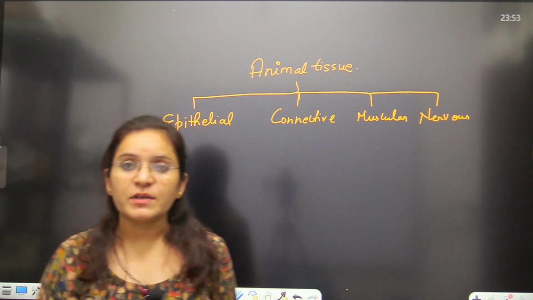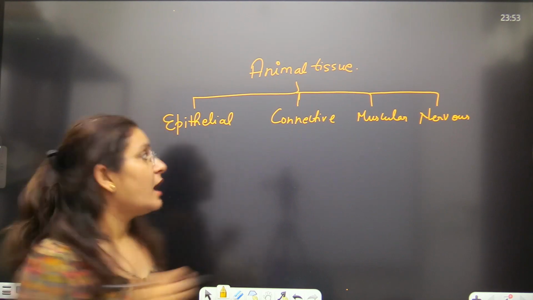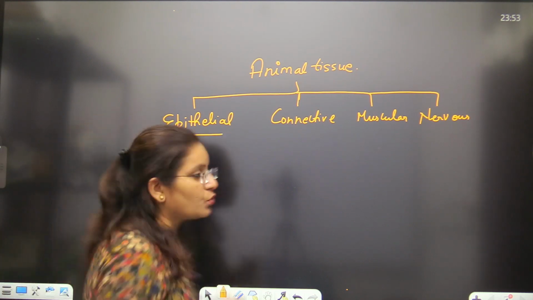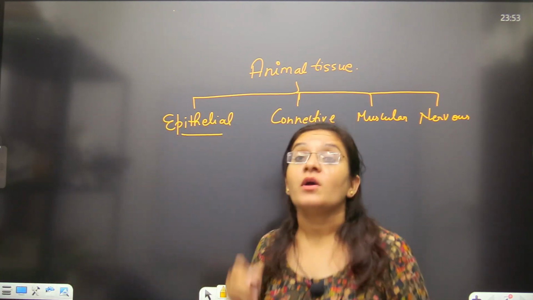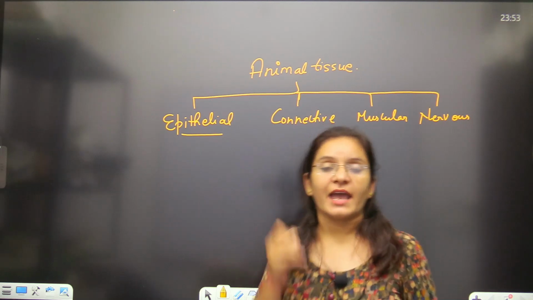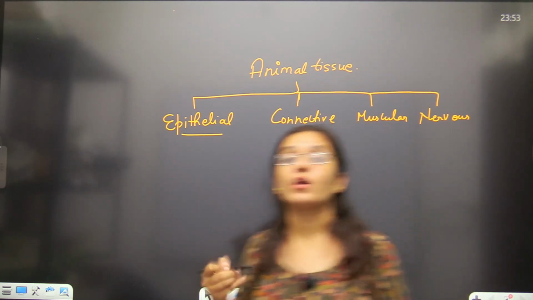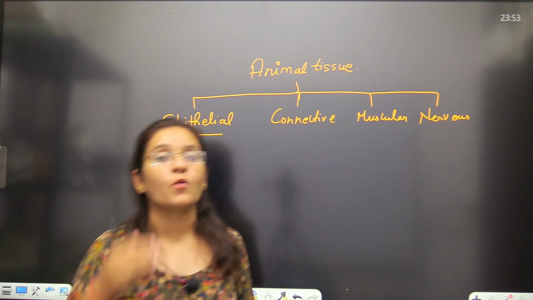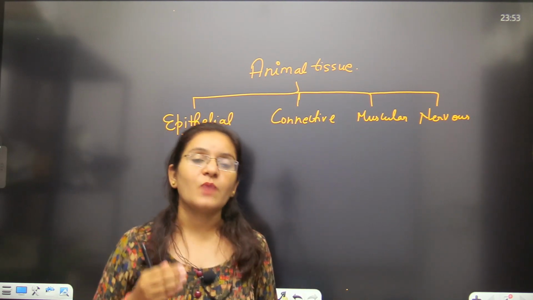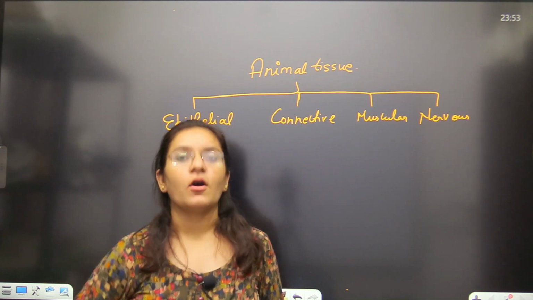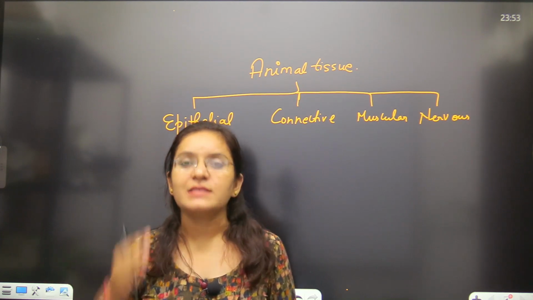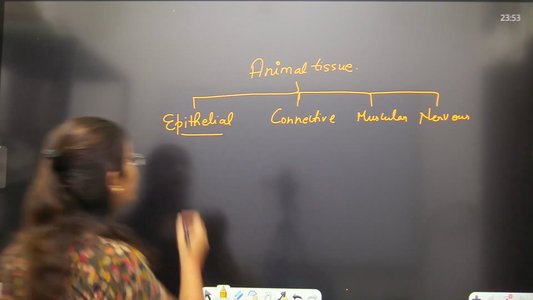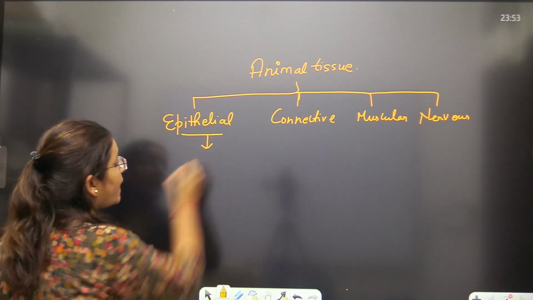So in this video, we are going to discuss in detail the epithelial tissue. Epithelial tissue is a tissue that forms the lining, inner as well as outer lining, of various body organs, and the main function of the epithelial tissue is to provide protection as well as absorption. It is involved in absorption as well as secretion. So let's classify the epithelial tissue.